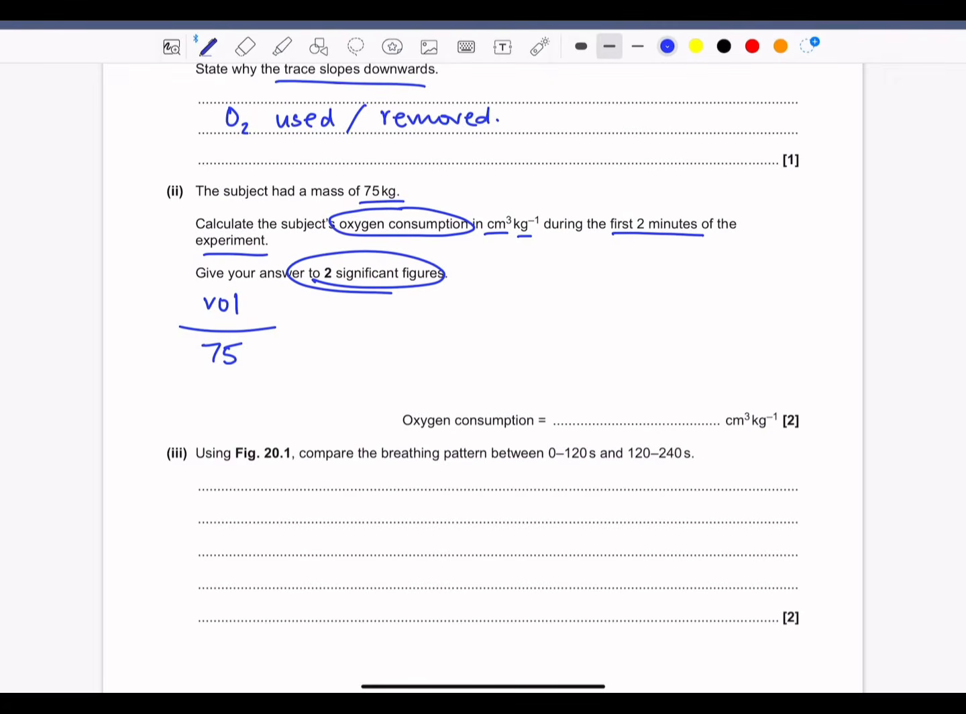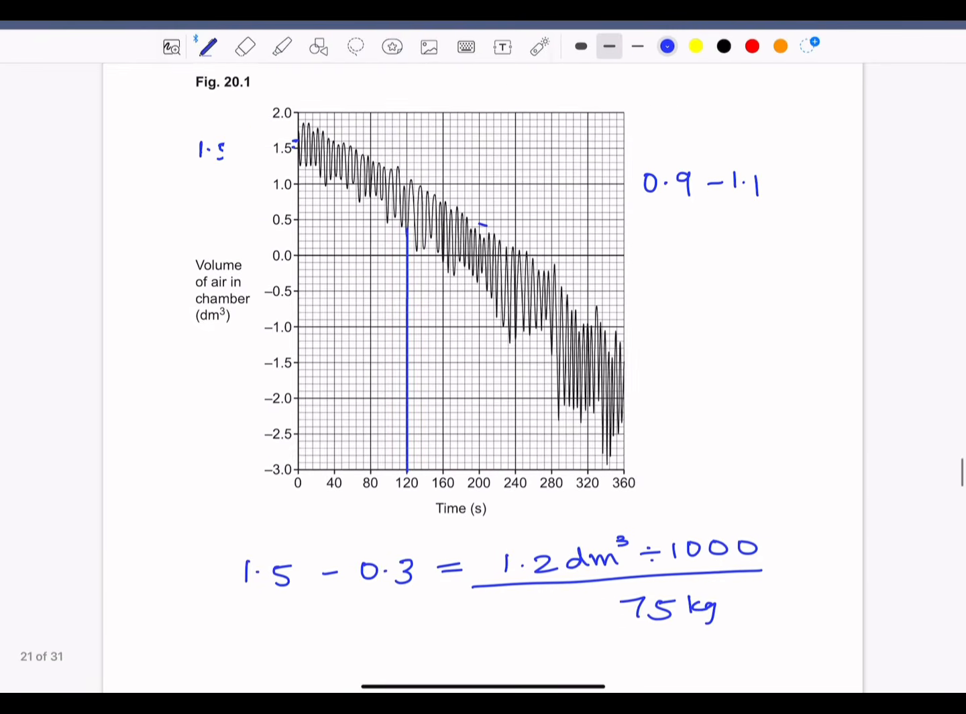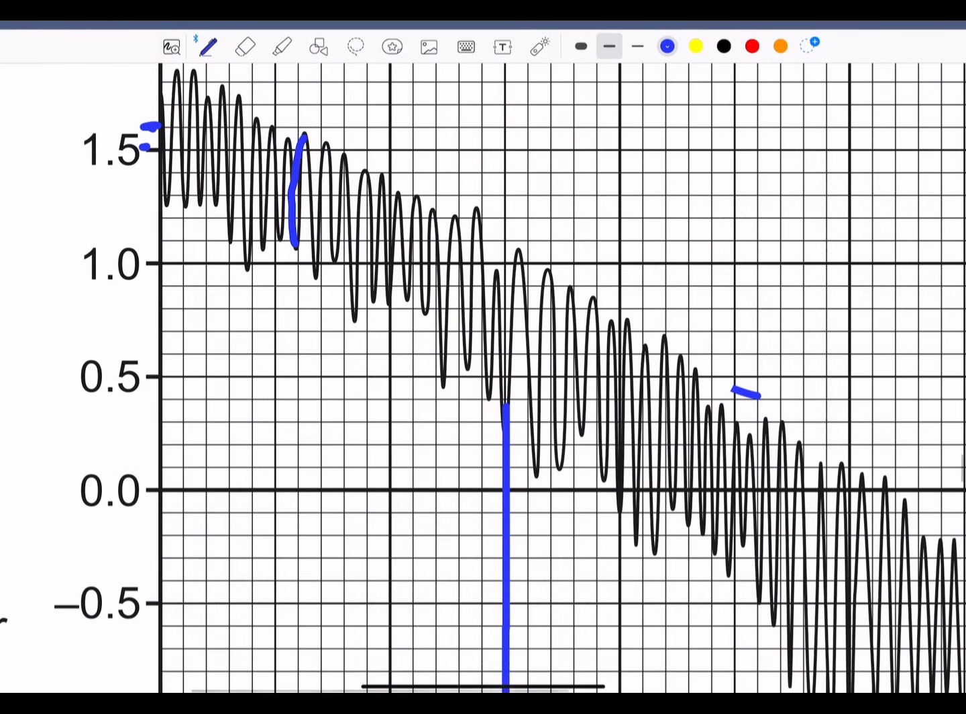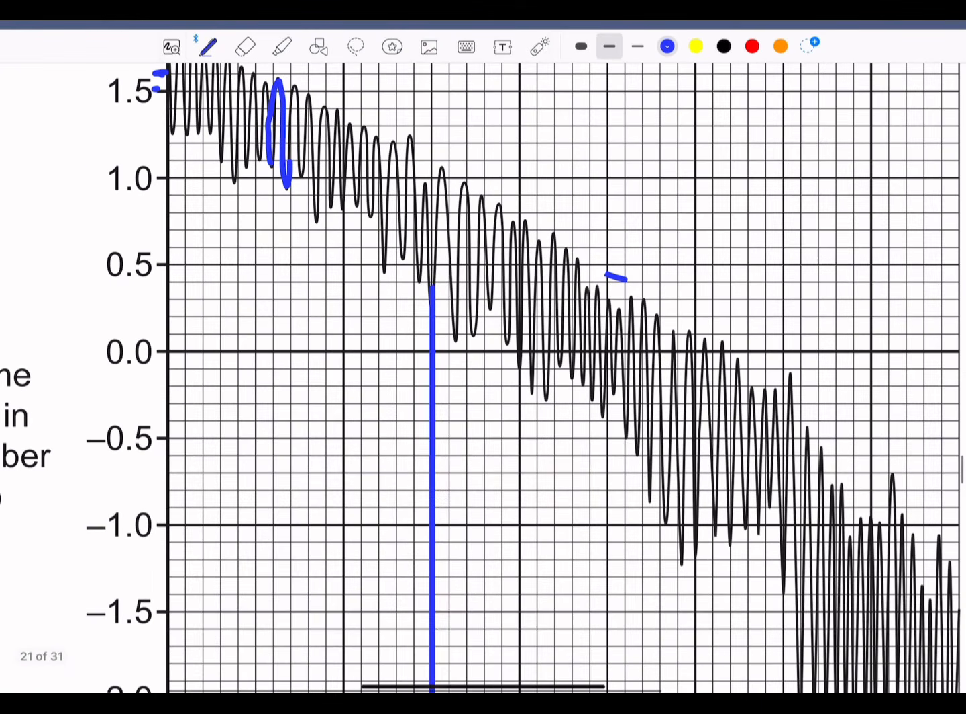So then the next question is to use the figure to compare breathing pattern between 0 to 120 seconds and 120 to 240 seconds. So looking back at the trace initially, 0 to 120, if you can see these curves, just zooming in here, that up and downness is known as the amplitude. The amplitude looks quite small because after 120 seconds, this is how big the amplitudes get.